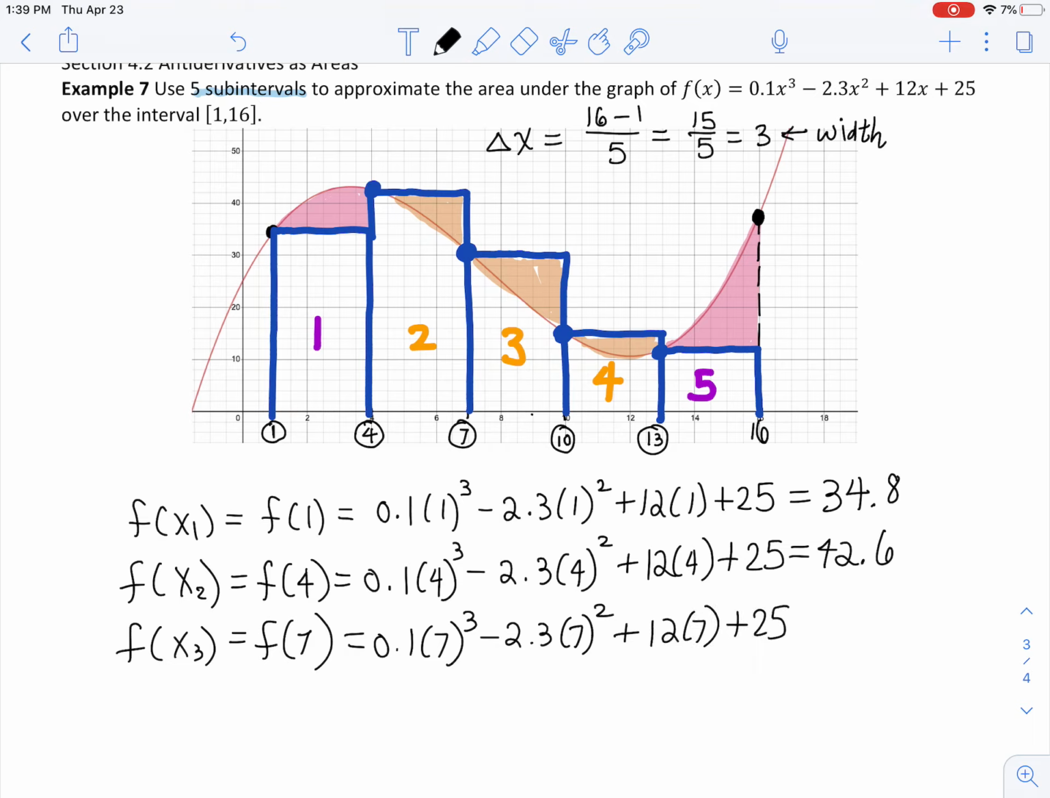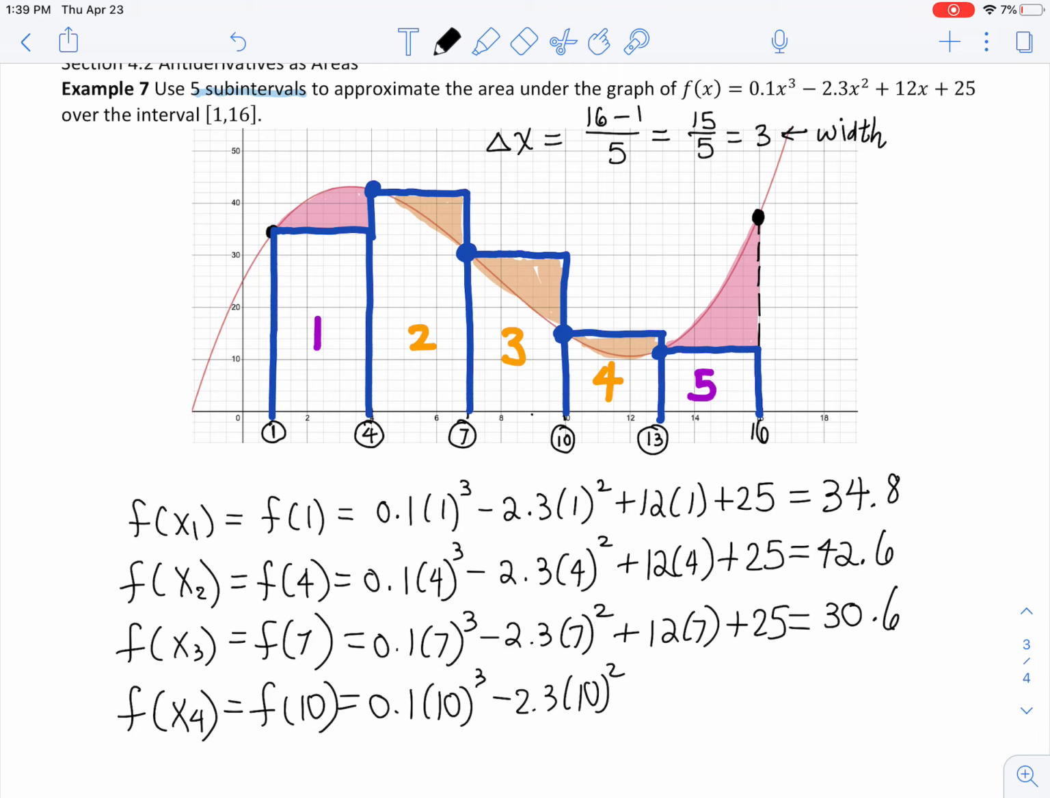Now, f of x3, which is f of what number? 7. That's the third x value, right? It's going to be 0.1 times 7 cubed minus 2.3 times 7 squared plus 12 times 7 plus 25, and that should come out to be 30.6, guys.